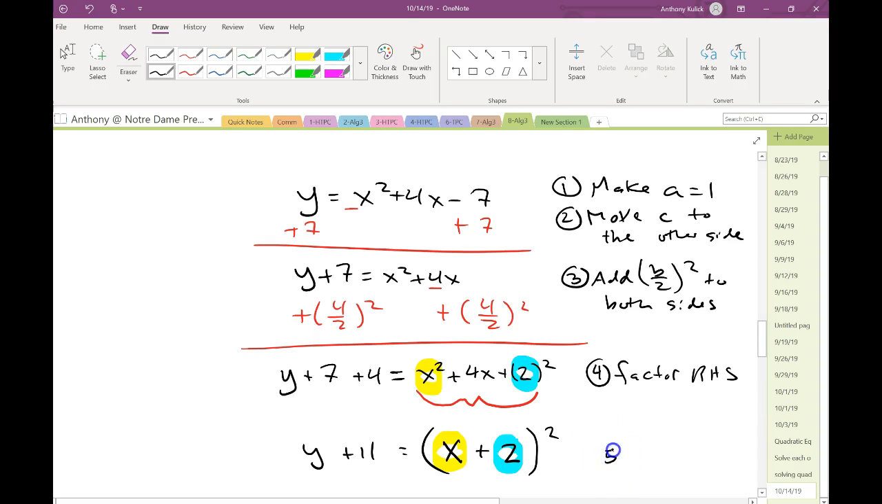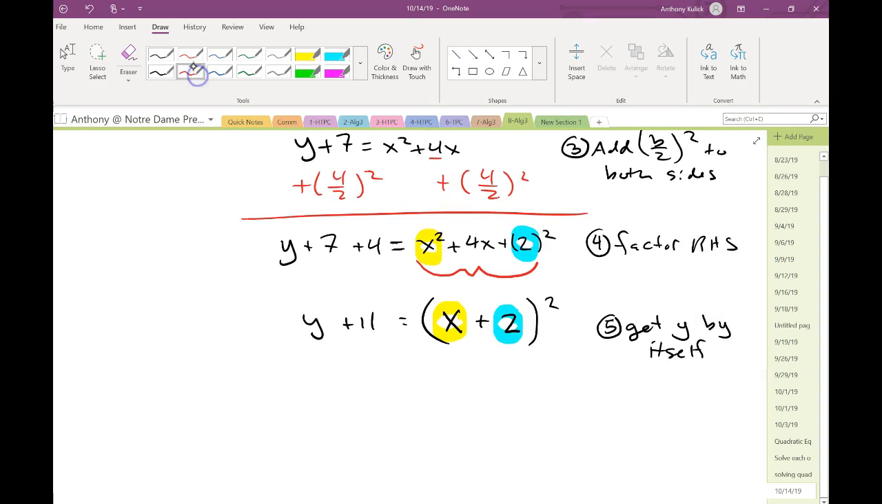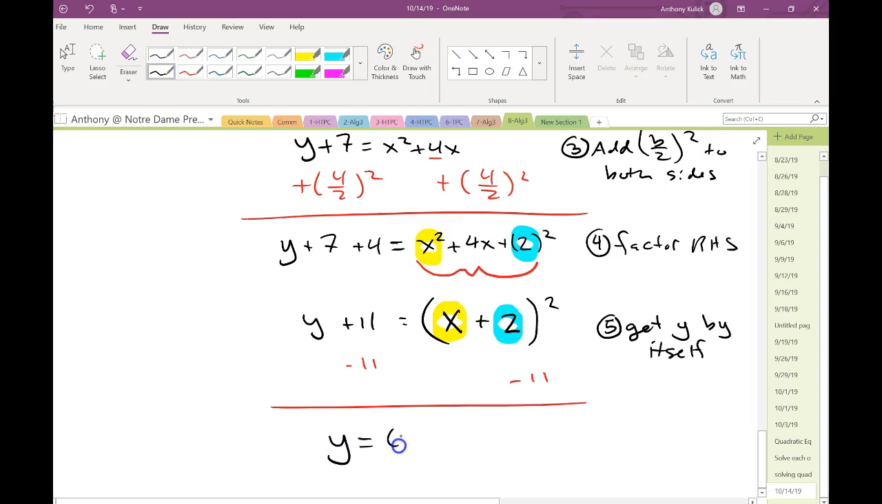And then the last step is to just get that y by itself. For this problem, I just need to subtract 11 over and I'm done. Zach?